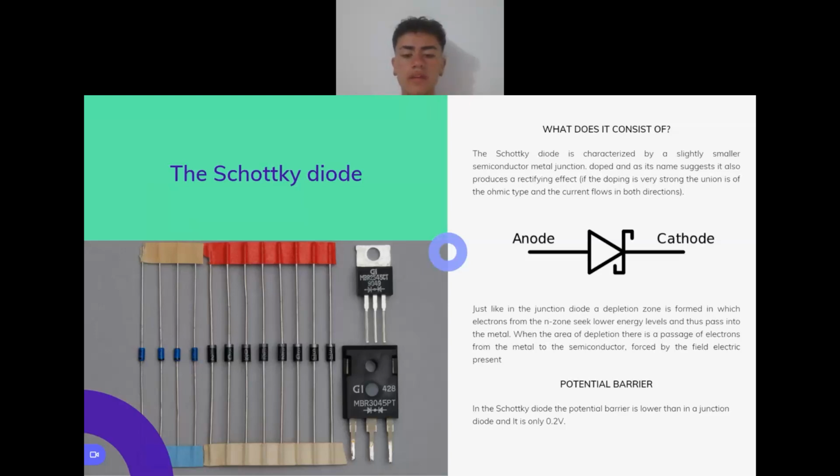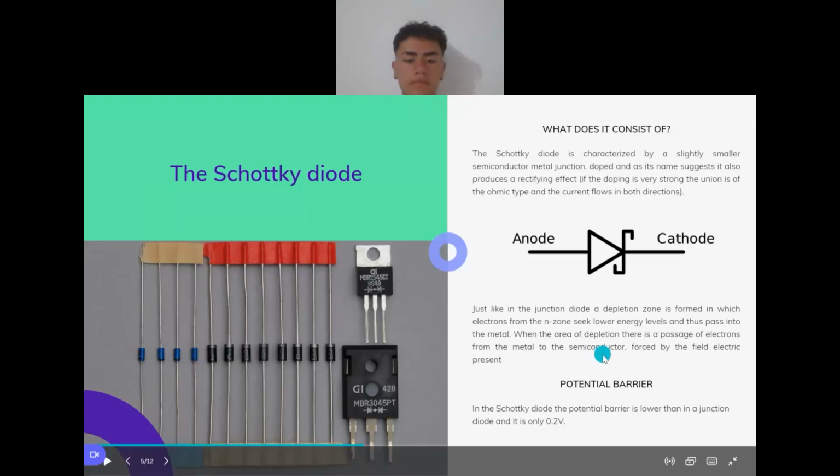is forward biased, the height of the barrier for semiconductor electrons is decreased and the electrons in the n-zone pass to the metal. The result is that in the Schottky diode the conduction is carried out only by electrons, and for this reason it is also called a unipolar device, which conducts by majority carriers. This also translates into a reverse recovery time that is very small, and there are no charges stored when the diode is cut off.